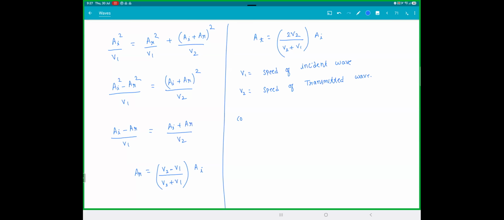So we define something called the coefficient of reflection, which is nothing but A reflected by A incident. This ratio is called the coefficient of reflection, which is V2 minus V1 by V2 plus V1. So this tells you how much fraction got reflected. Coefficient of transmission will be A transmitted by A incident, which is 2V2 by V1 plus V2. Quite useful stuff. These themselves are proper questions.